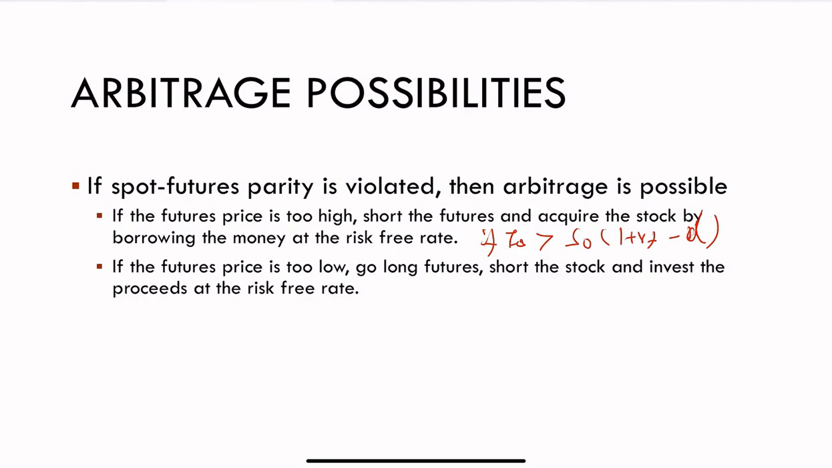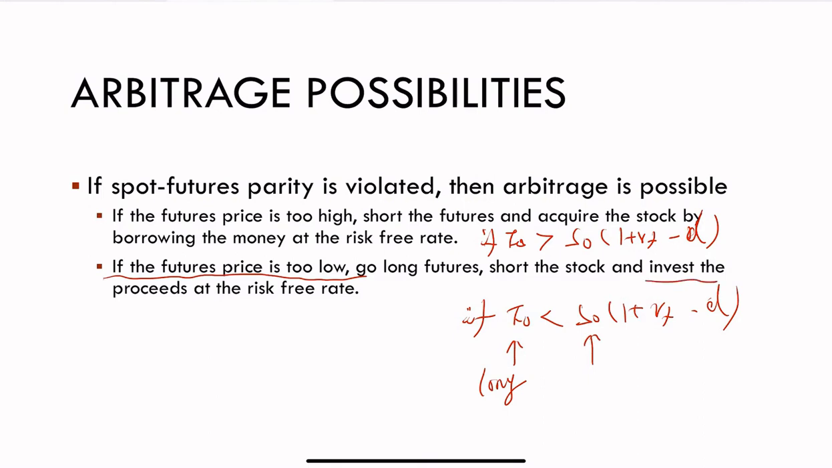Right? And then if the futures price is too low, that is, if this happens, so in this case, you will long the futures because essentially this implies that the futures are undervalued, so you should take a long position. And then relatively, equity now is overvalued, so you should short this equity position, and then you would invest the proceeds from short sale at the risk-free rate.